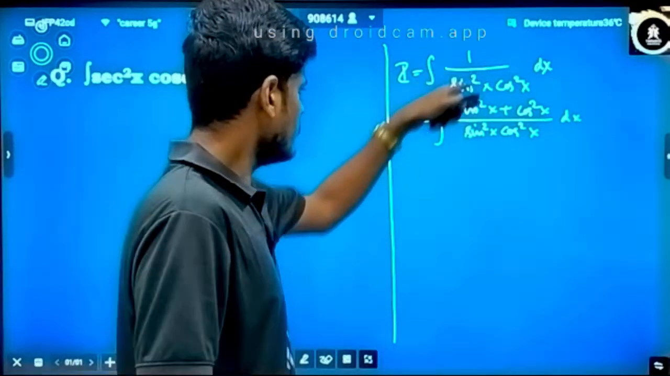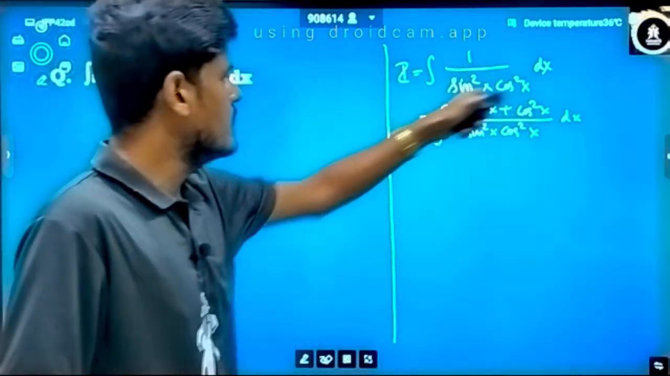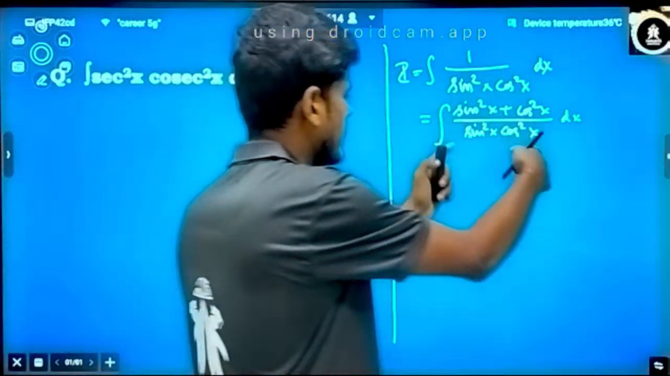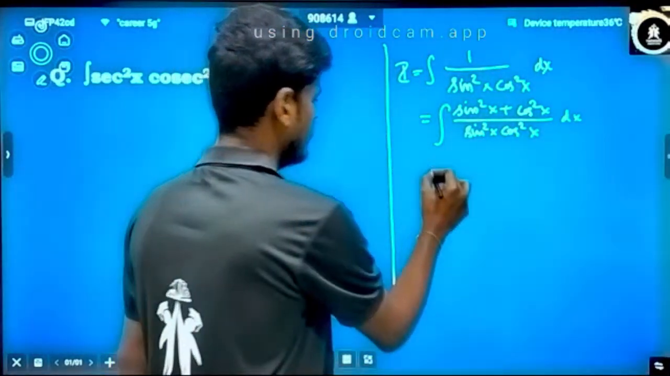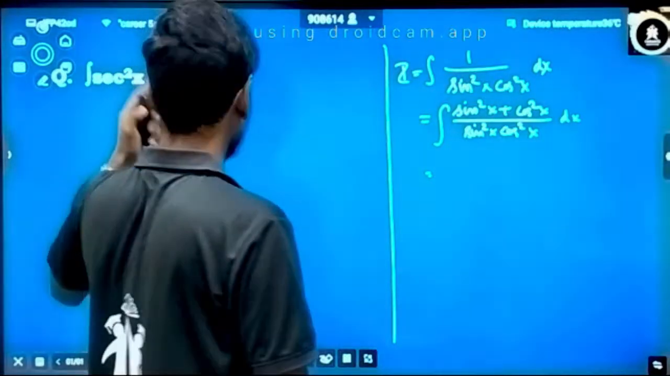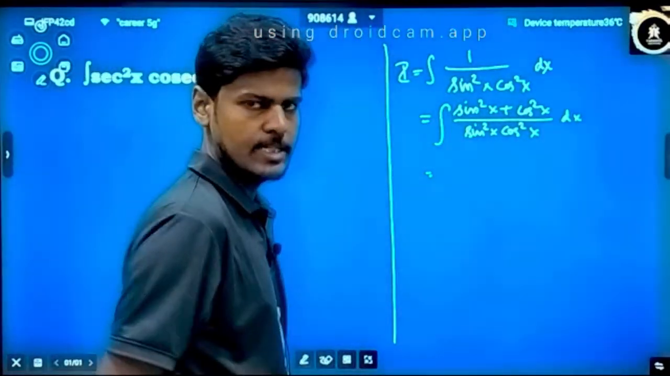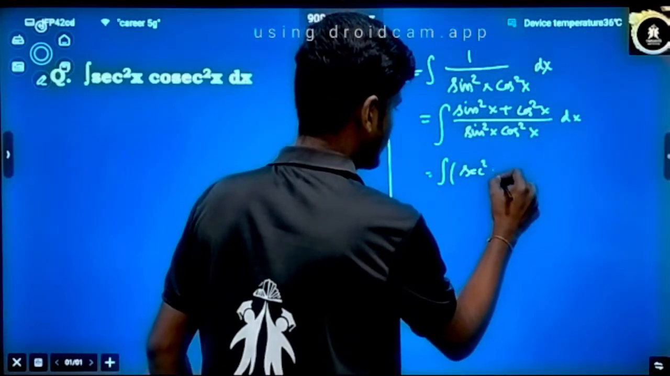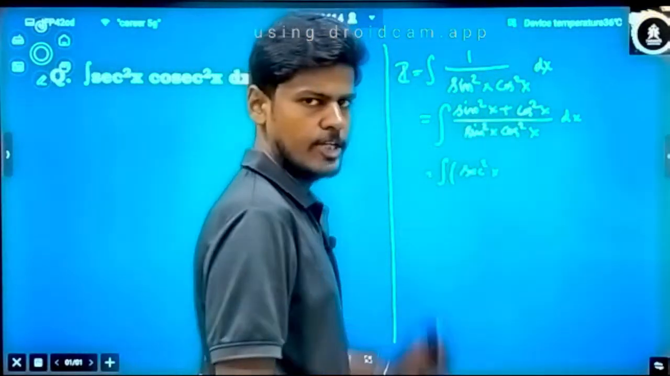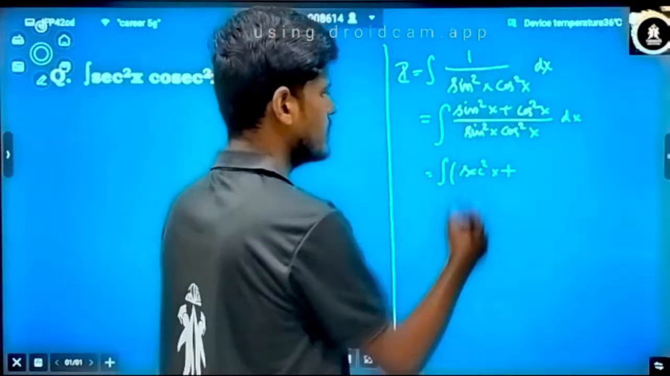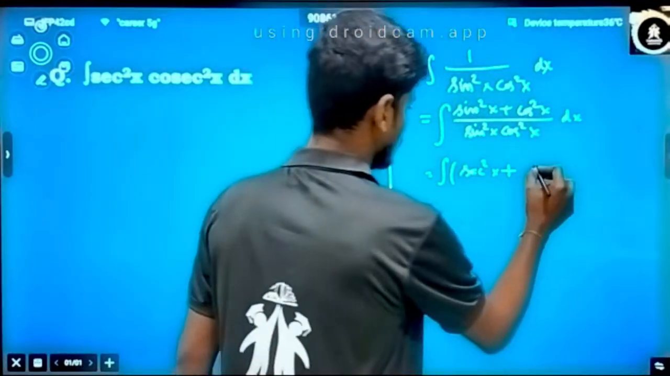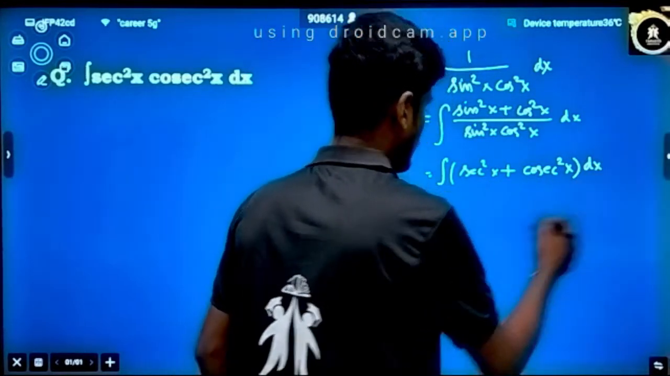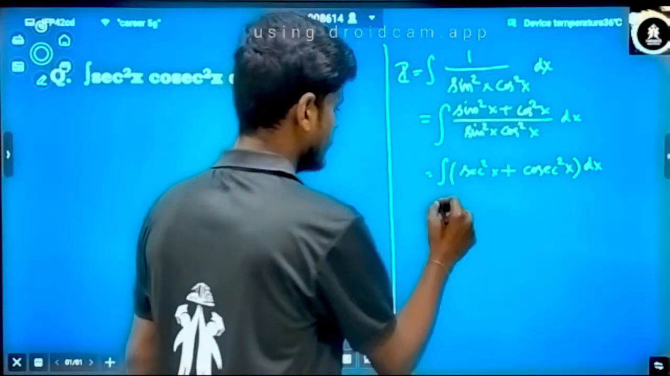How are we simplifying? Cosecant square times secant square is 1 by sin square cos square. So we are writing 1 as sin square plus cos square. That means we will get two separate terms. The purpose is to simplify the given expression. So here sin square is cancelled out. This will be integral of 1 by cos square, which is secant square x, plus, for the next term, cos square is cancelled out and we get 1 by sin square x, that is cosecant square x, dx.